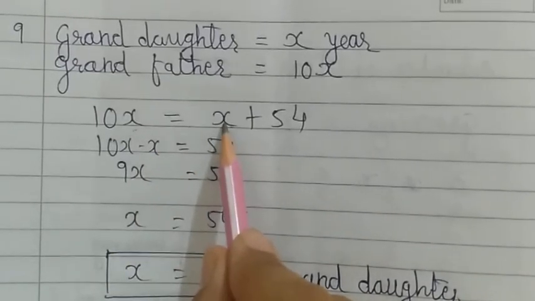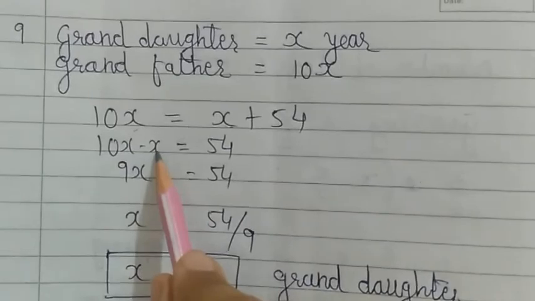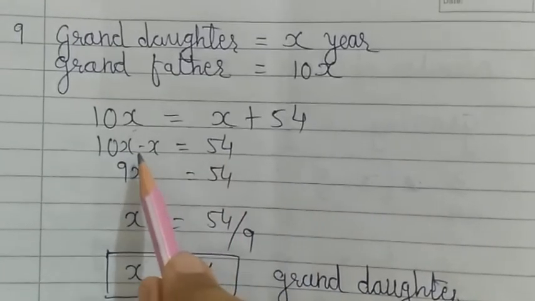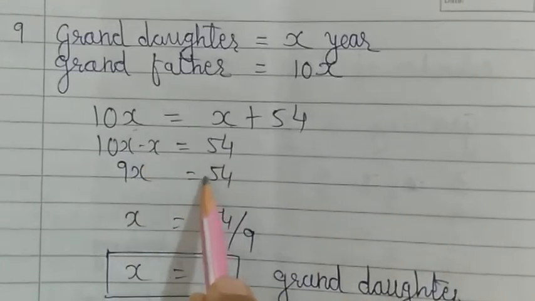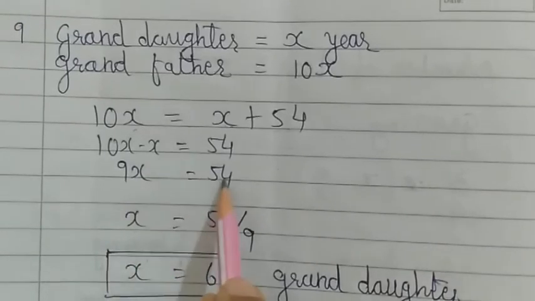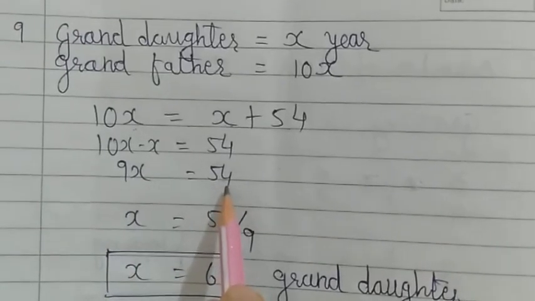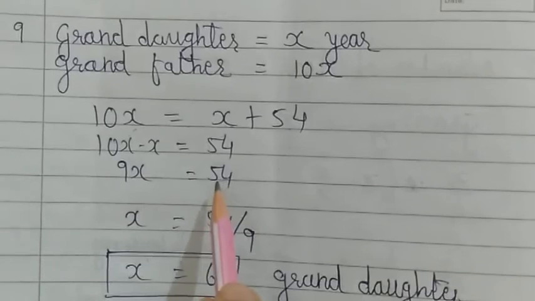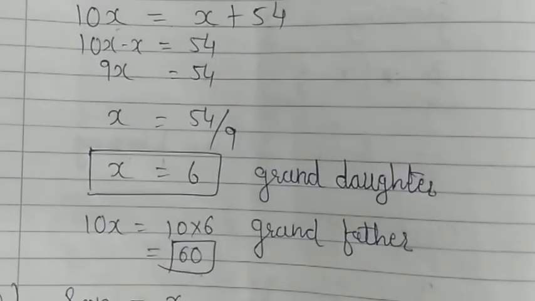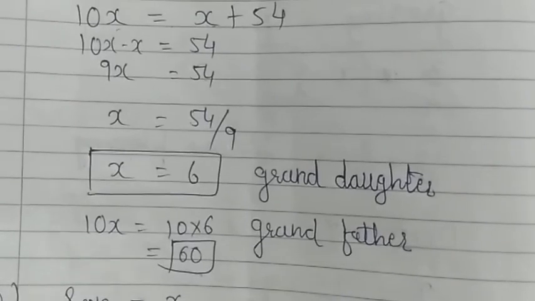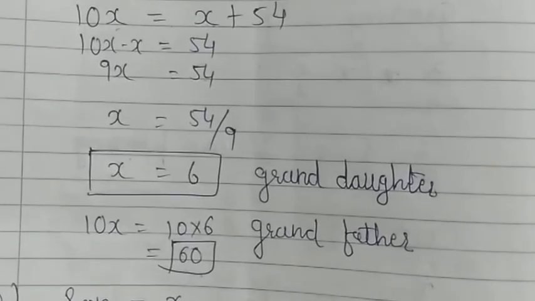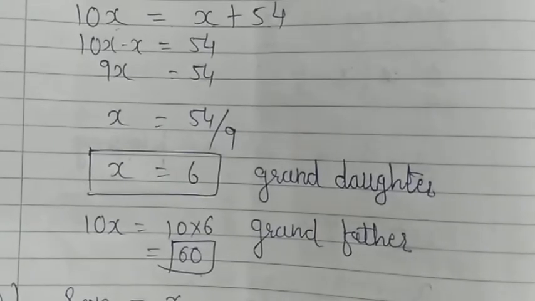So this x goes to the left-hand side, so it becomes minus x is equal to 54. So 10x minus 9x... 10x minus x is 9x, equal to 54. So this 9 goes to the right-hand side, so it goes to division of 54. So 54 divided by 9, 9 sixes are 54. So x is equal to 6. So the age of the granddaughter is 6 years and the age of the grandfather is 10x, so 10 multiplied by 6, 60 years.